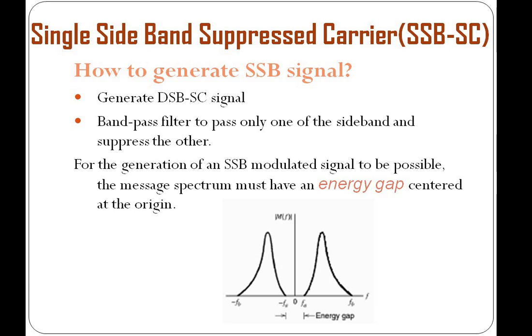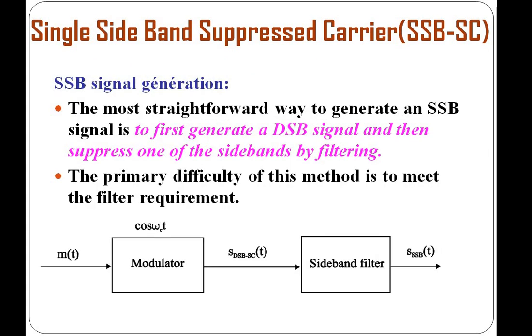I hope you are clear with the steps of generating SSB. I will repeat it. First you generate the DSB-SC signal, then pass that signal to a band pass filter, which filters out one of the sidebands. These are the two steps, and one important point to note is that there should be an energy gap at the origin of your message spectrum, so that you get an SSB modulated wave. Clear? Next we will see how we generate that.